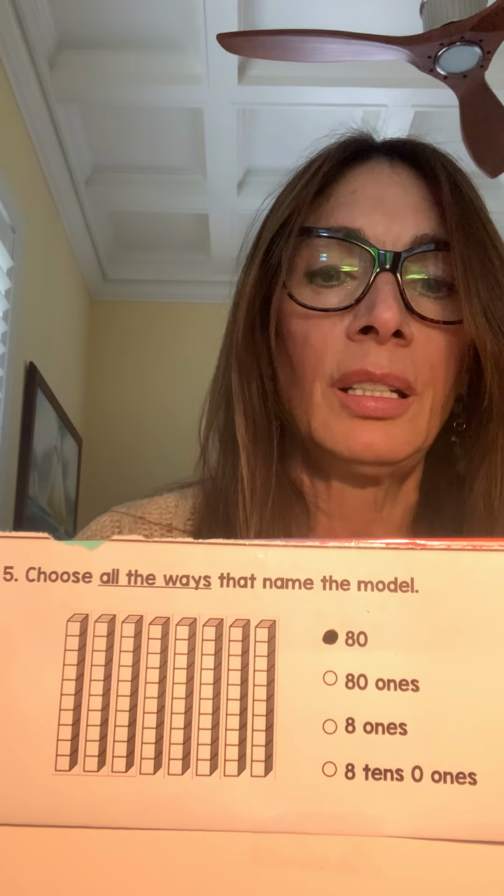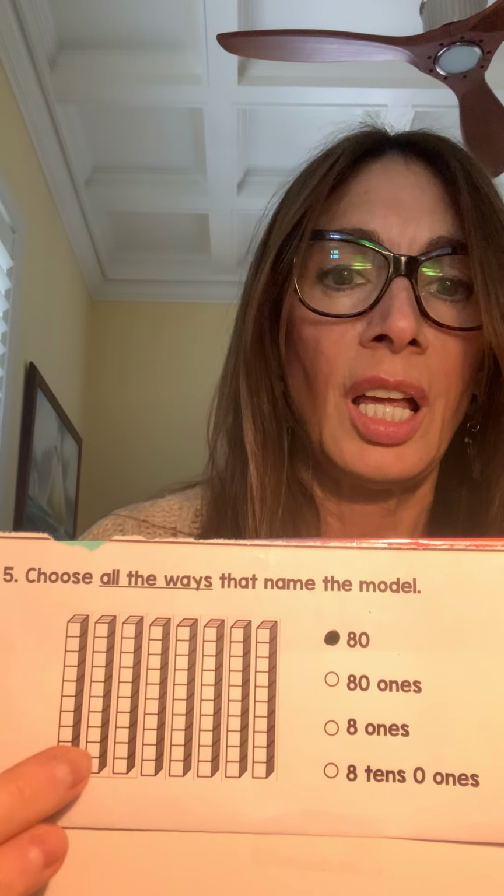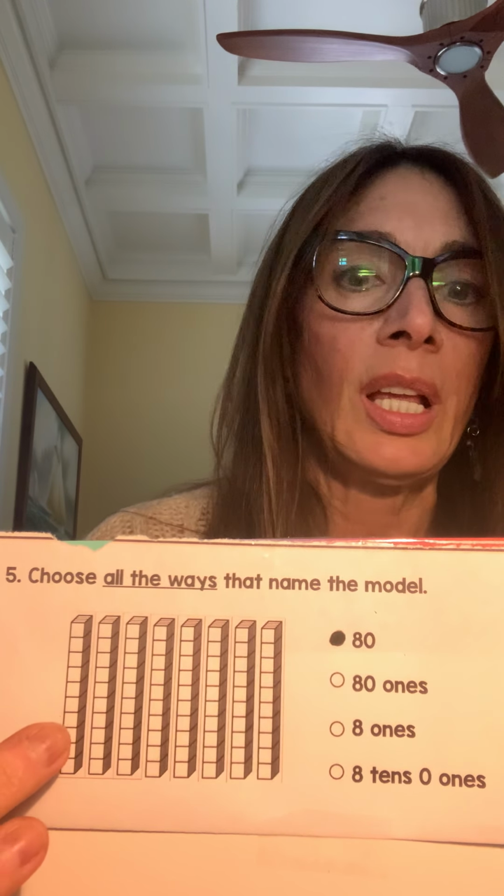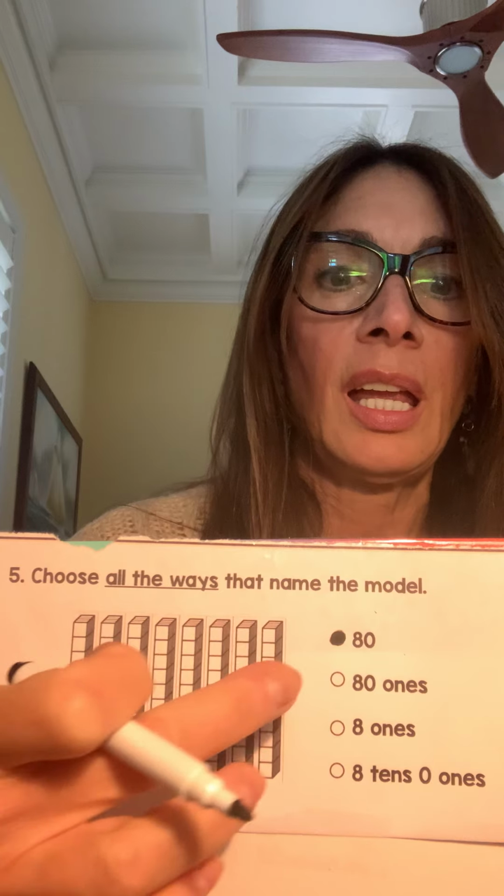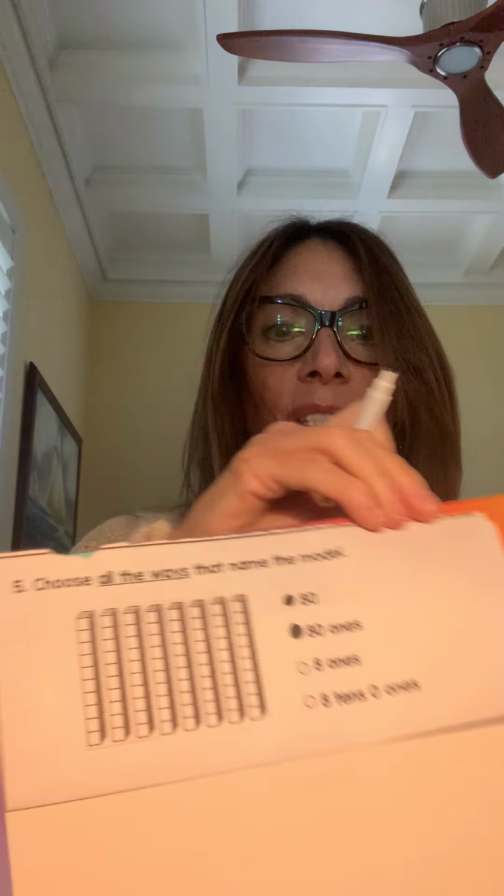If I counted all those little ones, would I get 80? Well, I have 10 here. I have another 10, I have another 10. So it's the same as saying 80 is equal to 80 individual ones. Did you pick that answer too? I will fill it in. So yes, I could say that this model is showing me the number 80 in all, and it's also showing me 81s, which is the same as 80.